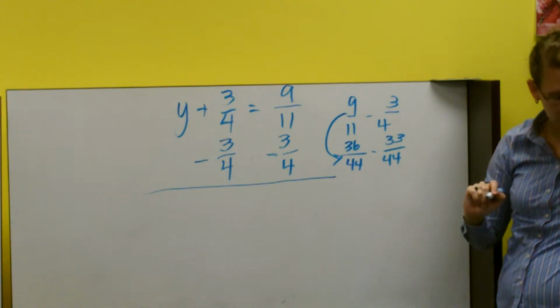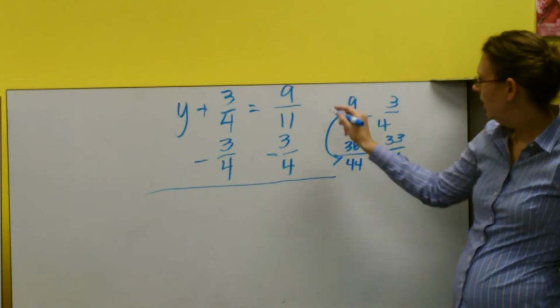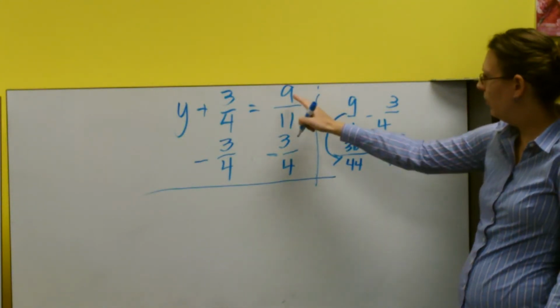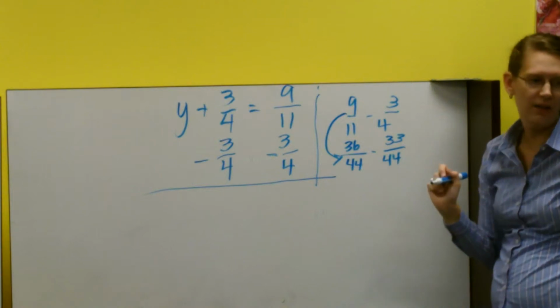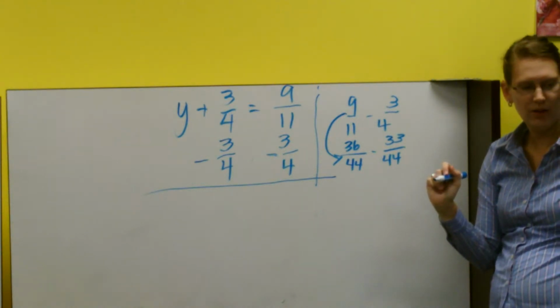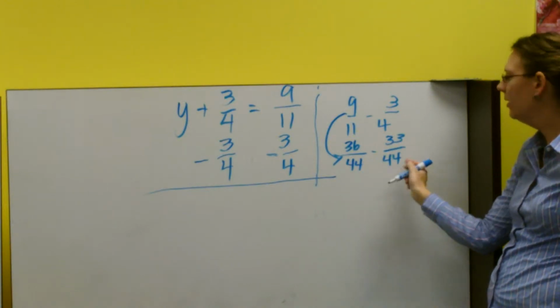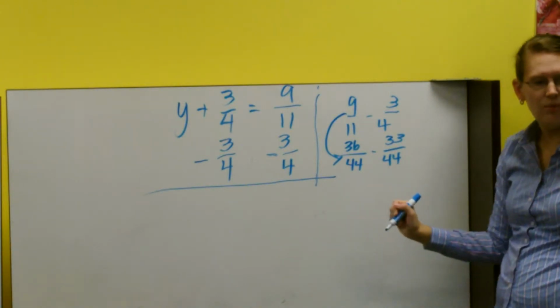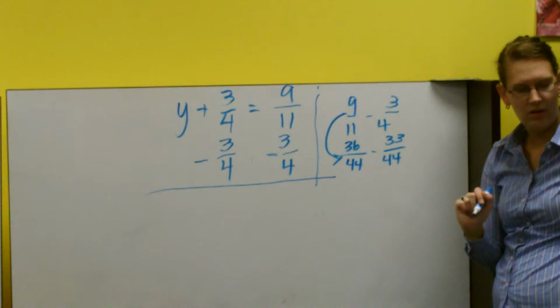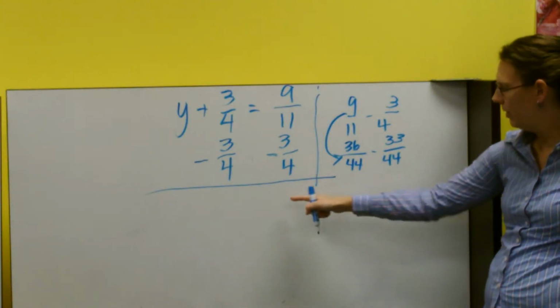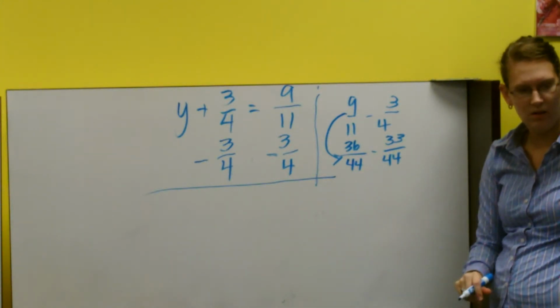I've just moved this and written it horizontally for fraction subtraction. So 9/11 minus 3/4 is 36 over 44. Tell me, how do you subtract fractions? Okay, so what's my answer going to be? What am I going to put in this space? 44.